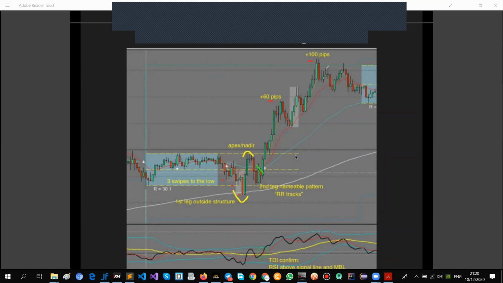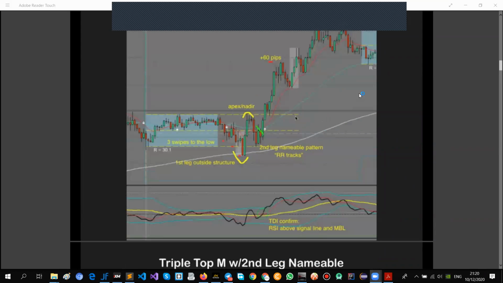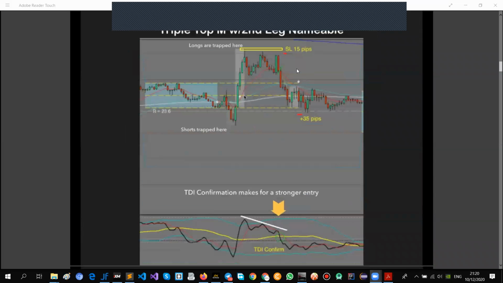Then price went up 60 pips, then up to 100 pips. Then there was also TDI confirmation. There is always TDI confirmation, guys. There is always TDI confirmation where the TDI RSI closes above the market baseline. That's also significant and should always be taken note of. Moving on.